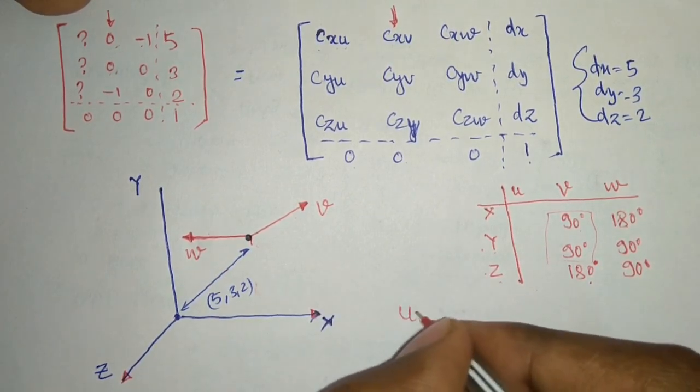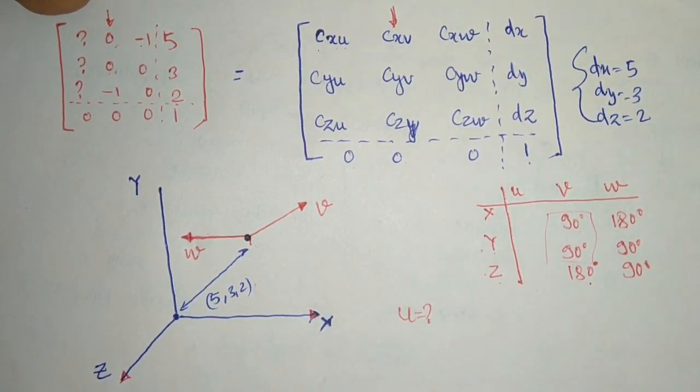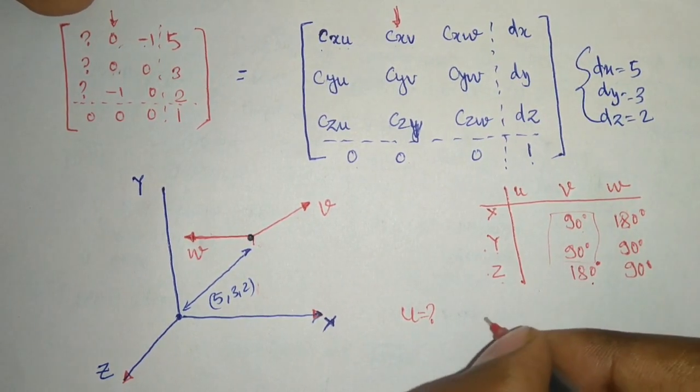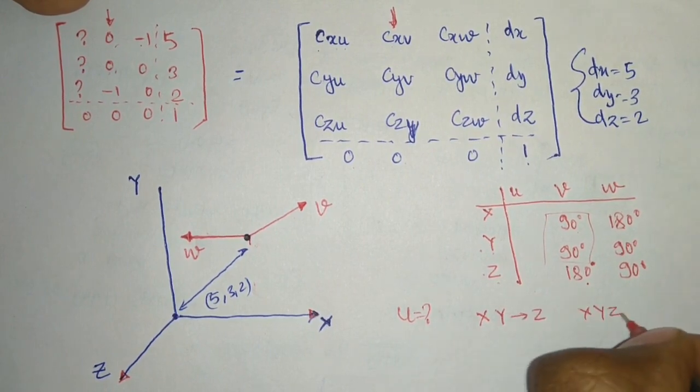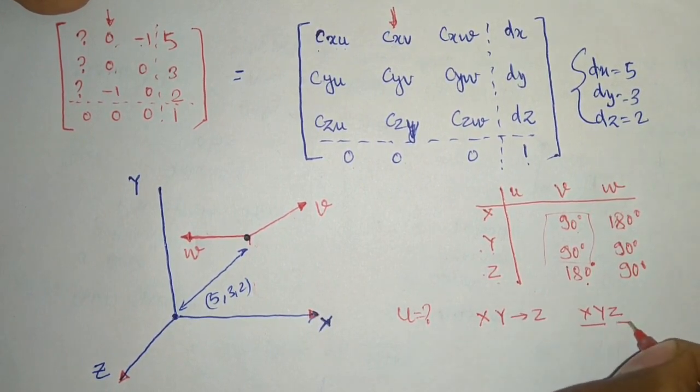In order to calculate the direction of u, what I need to do is the cross product. Okay, I will use the cross product. So what is cross product? x, y gives me z, right? So x, y, z as we have. So x, y cross product gives me z.